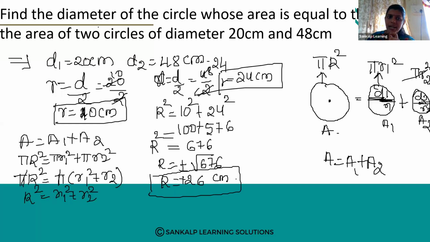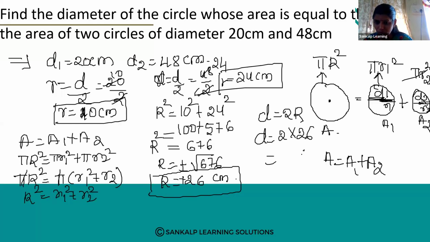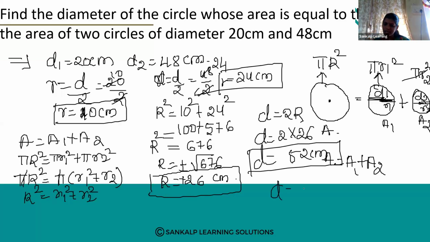But what they ask is, find the diameter of the circle. So we got the radius, but what we want is the diameter. So in order to get the diameter, D is equal to 2R. Right? So D is equal to 2 into 26. What will you get? So 52 centimeter. So D is 52. 26 into 2, you will get 52 centimeter. So this is the diameter of the circle.